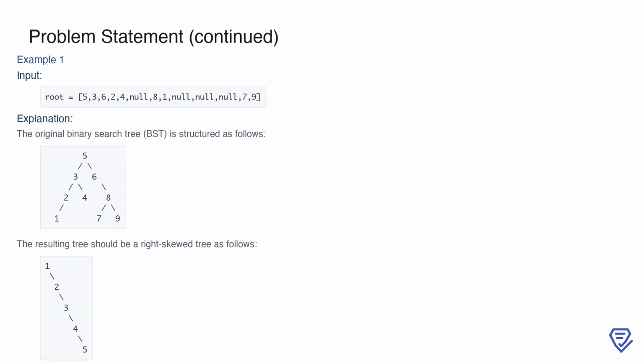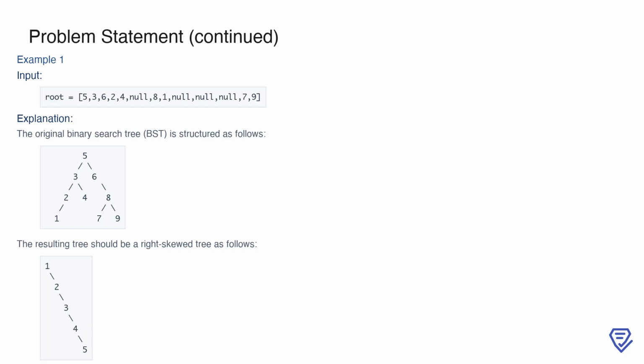In the first example, the input binary search tree is visually represented to provide clarity. The tree starts with the root node of value 5, which branches into two subtrees, the left subtree rooted at 3 and the right subtree rooted at 6. The left subtree further branches down to 2 and 4, with 2 having its own left child of 1. On the right side, the subtree rooted at 6 connects to 8, which branches further into 7 and 9.